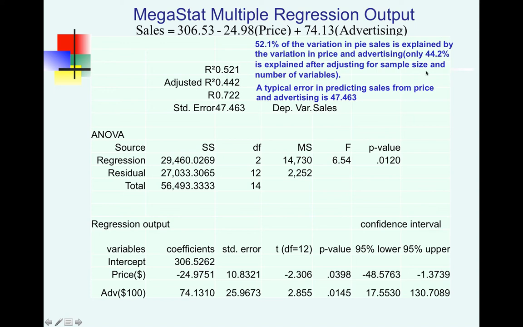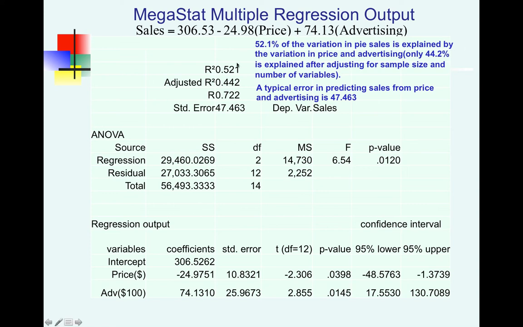Now that leaves about 44.2 after adjusting. We'll talk about what that means. But what's interesting here is that if I look at 1 minus this, it leaves about 48% that's unexplained. So that means that about 48% of the pie sales is not explained by price and advertising. That's kind of high, so that leads us to believe that there's another factor out there, or at least maybe more than one factor, that explains pie sales.